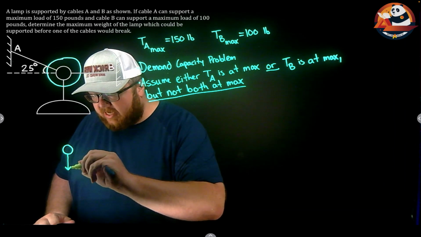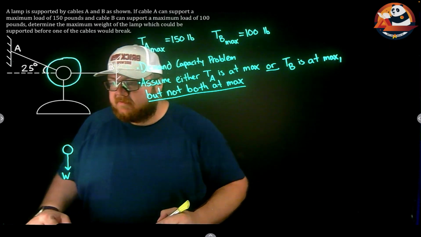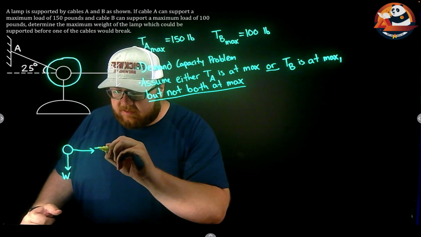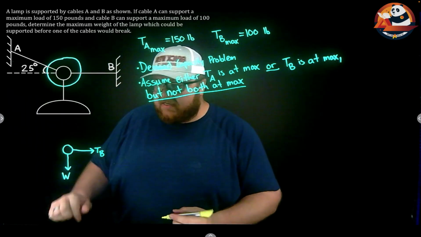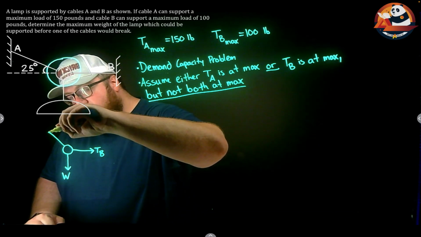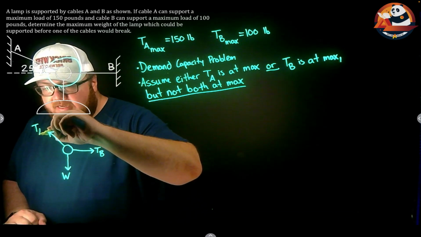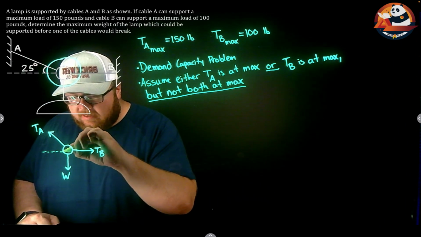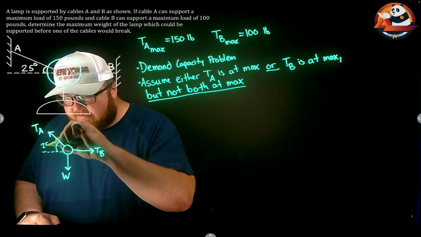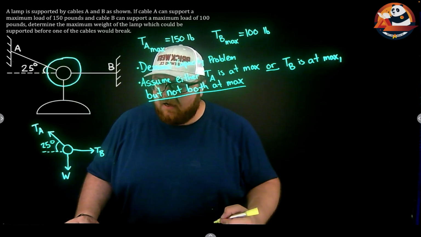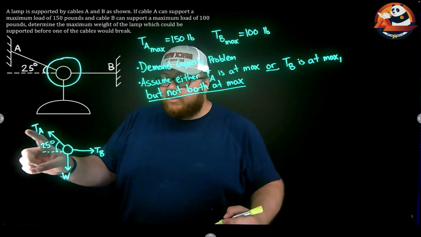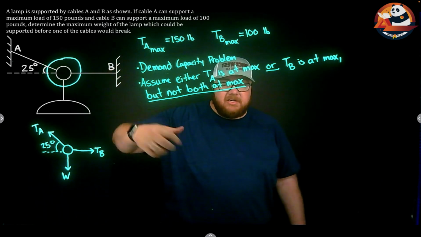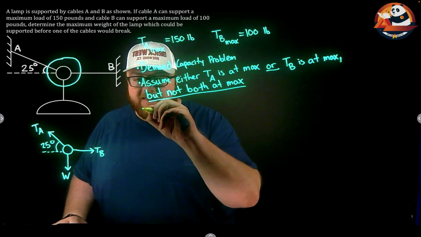Going straight down, I should have the weight of the lamp. Going horizontal, I have the tension in cable B, TB. And going up and to the left, I have the tension in cable A, TA. And my angle in here is a 25-degree angle, so we can get that labeled as well, 25 degrees. Again, it looks like three unknowns. I'm going to assume one of these is at that max value, though. As I do that, I'm making an assumption here. I need to check my assumption. So let's add that in.